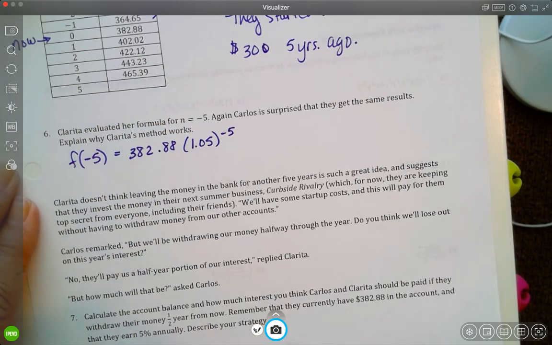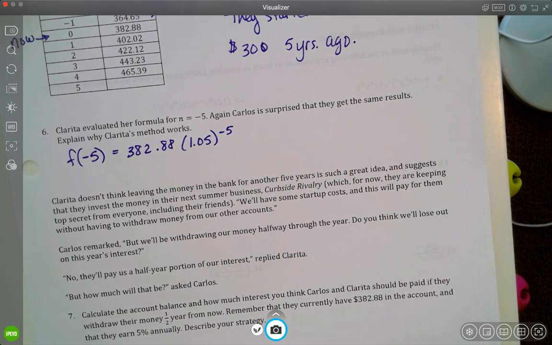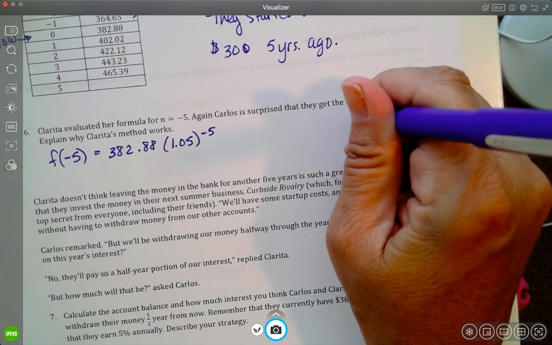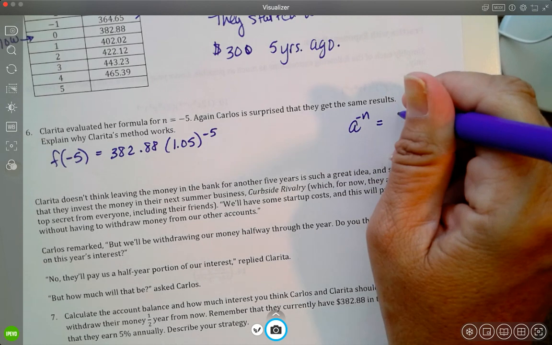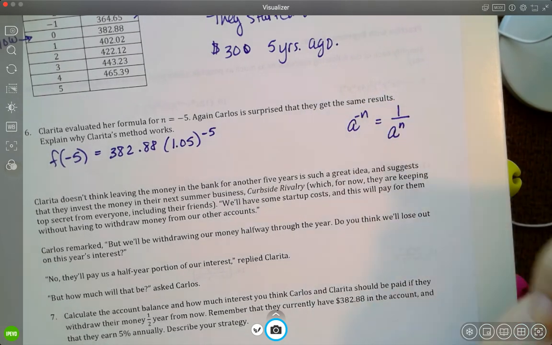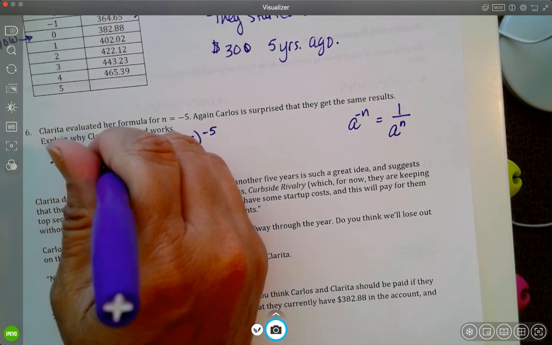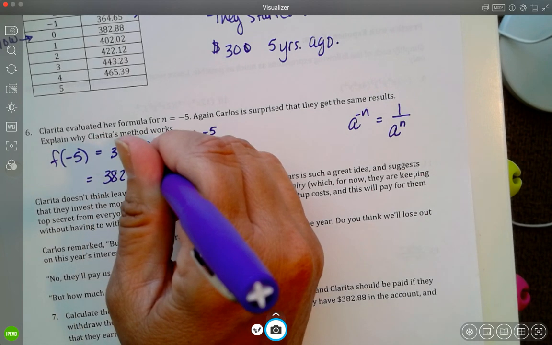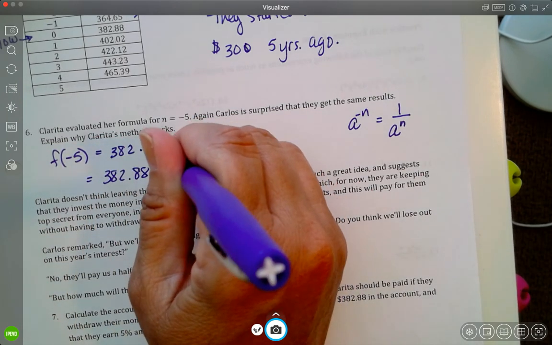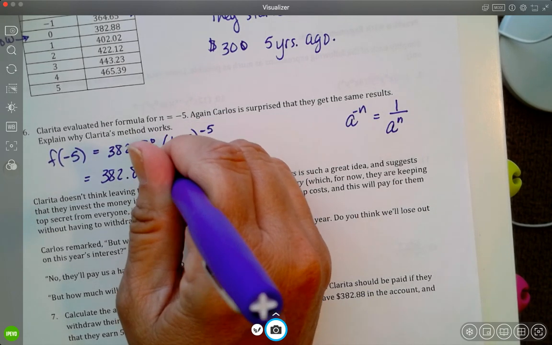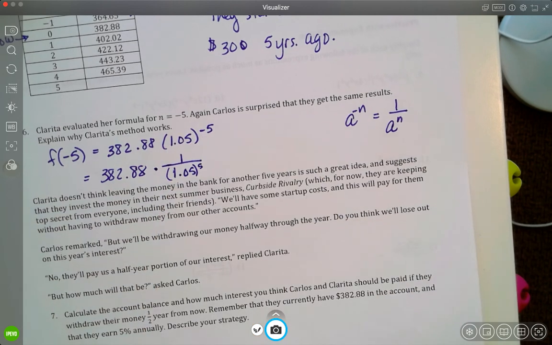So you think, how can I figure out what that amount is? But remember, if you have a negative exponent, it's the same thing as putting it in the other part of the fraction and making it positive. So really, what this is, 382.88 times 1 over 1.05 to the 5th power. That's what that really is.